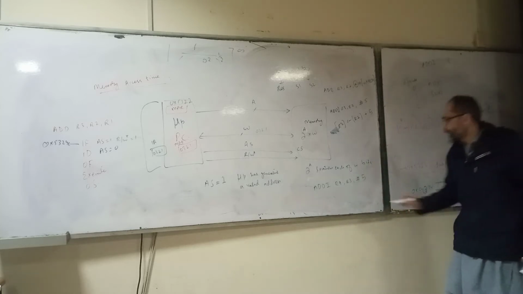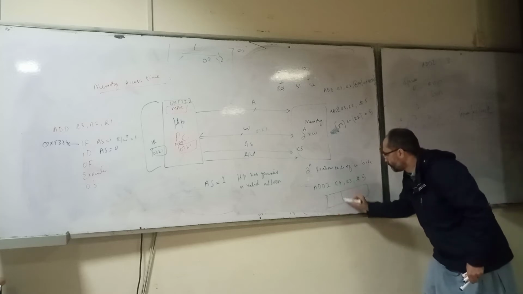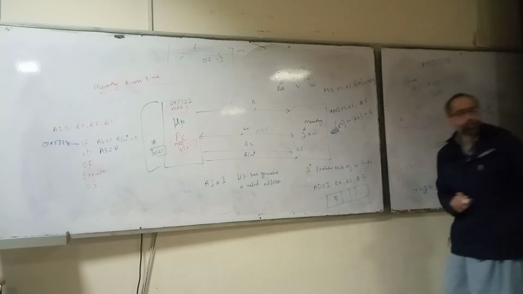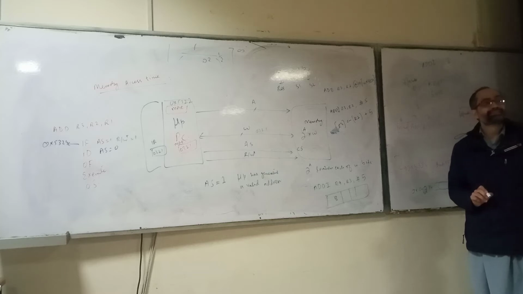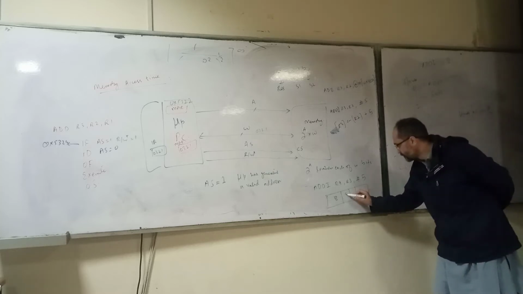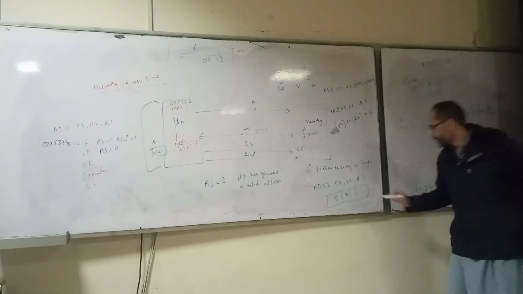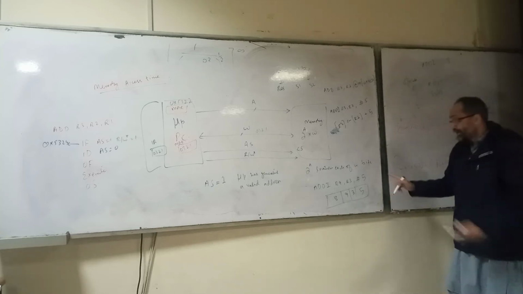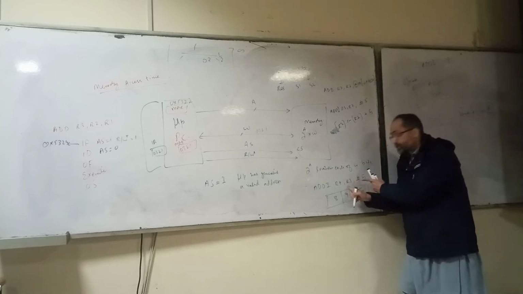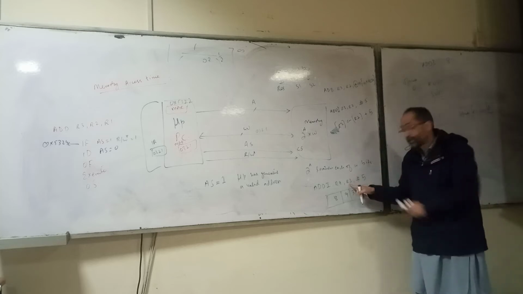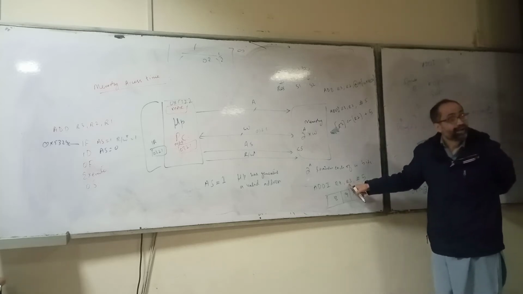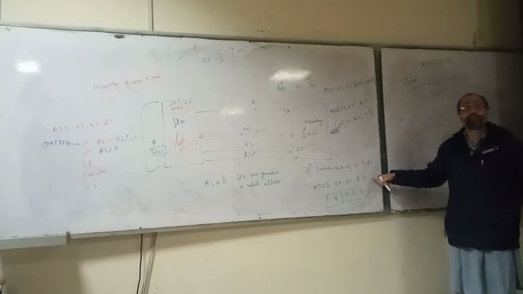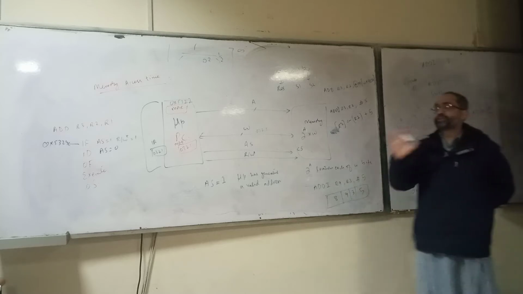So how will the output look? What will be the opcode? 8. What will be RD? 9. What will be RS1? 3. What will be the immediate value? 5. So in this case, it will not add the contents of R3 with register R5. It will add the contents of R3 with an immediate value of 5.